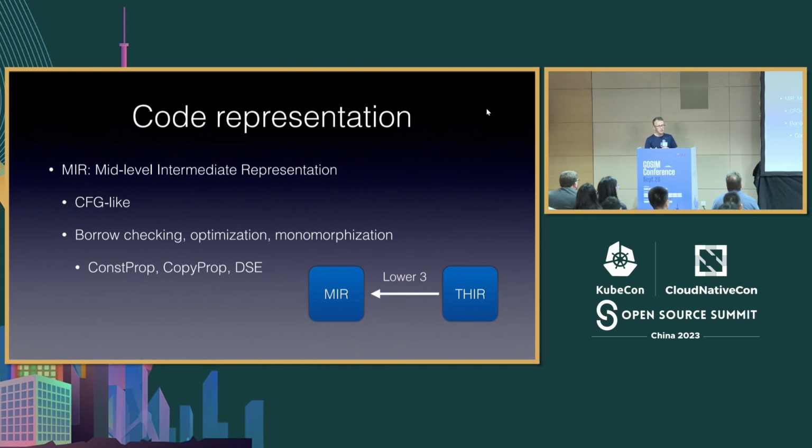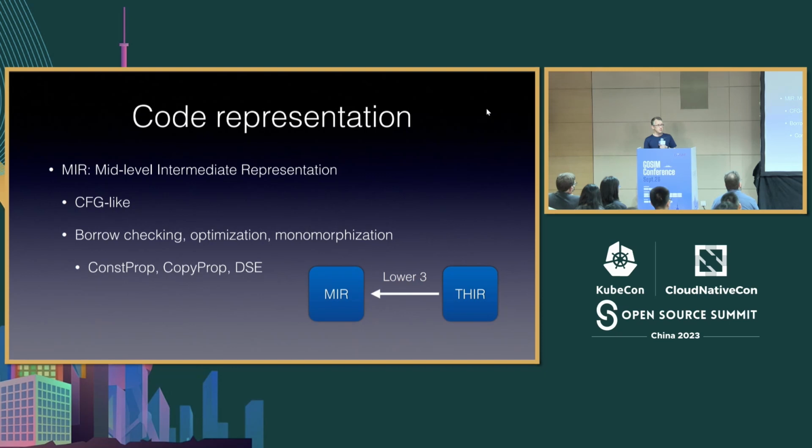There's one more lowering step, and we end up with MIR. This is the mid-level intermediate representation. This is a control flow graph type structure, and a lot of important stuff happens here. Borrow checking happens here, which is obviously crucial. And if you've ever programmed Rust, you might have noticed that you have to fix all your type errors before you get any borrow check errors. The reason for this is you can see that the borrow checking happens at a later stage.